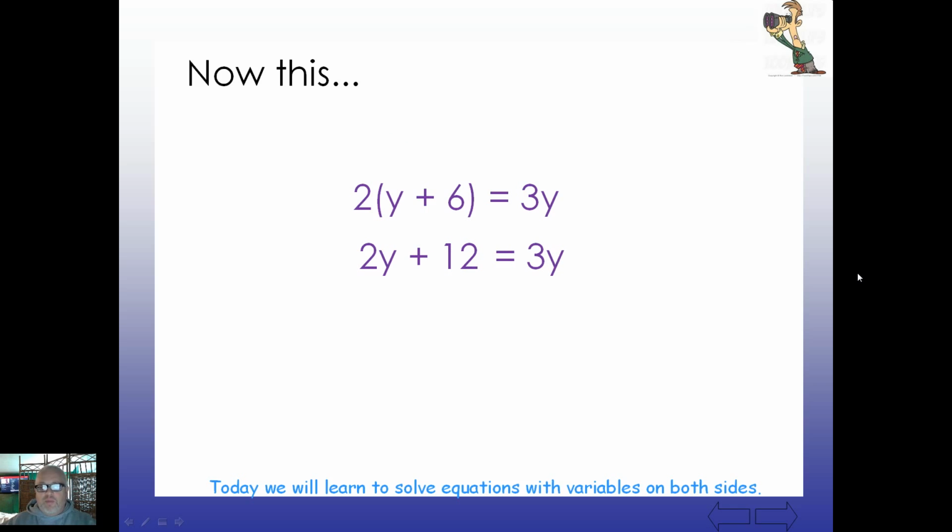Okay, so now look at both sides. Which is smaller, 2y or 3y? Well, obviously 2y is. So let's go ahead and subtract 2y from both sides. And guess what? You are all done. Y equals 12. Y equals 12.